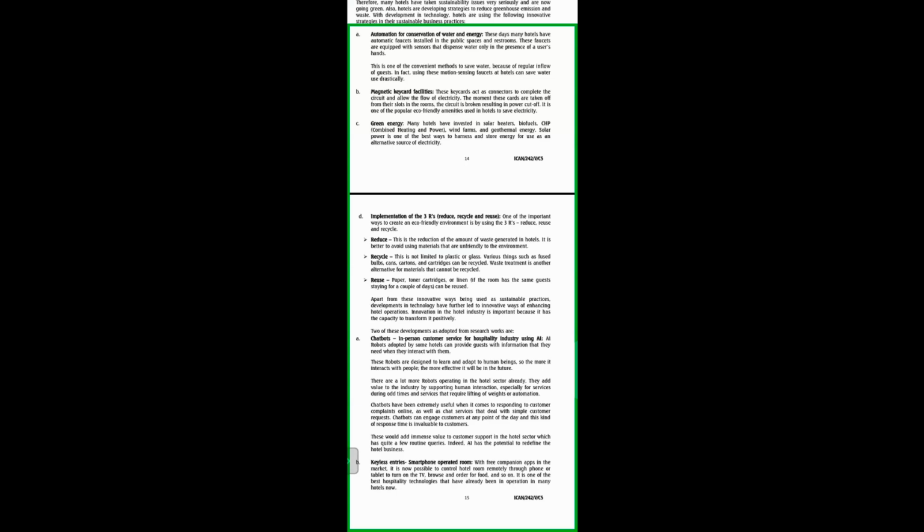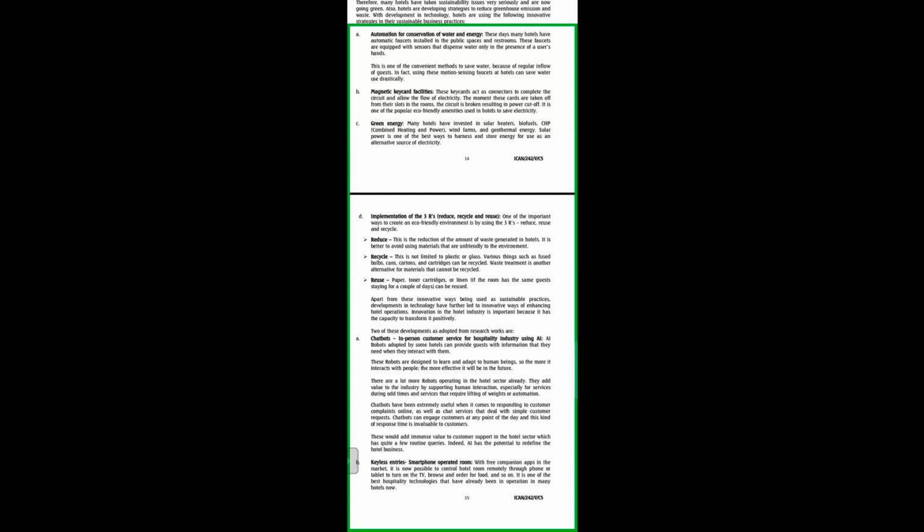AI robots are adopted by some hotels and provide guests with information that they need when they interact with them. These robots are designed to learn and adapt to human beings, so the more they interact with people, the more effective they will be in the future. There are a lot of robots operating in the hotel sector already. They add value to the industry by supporting human interaction, especially for services during odd times and services that require lifting of weight or automation.